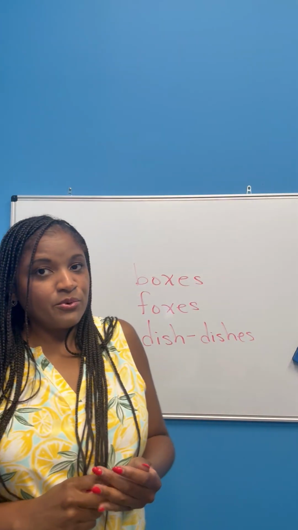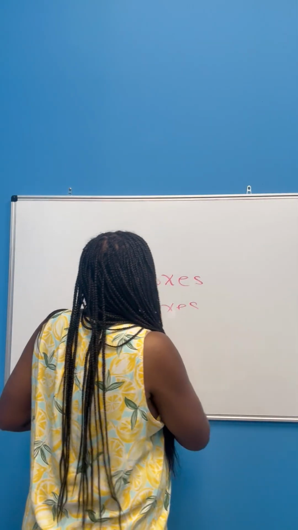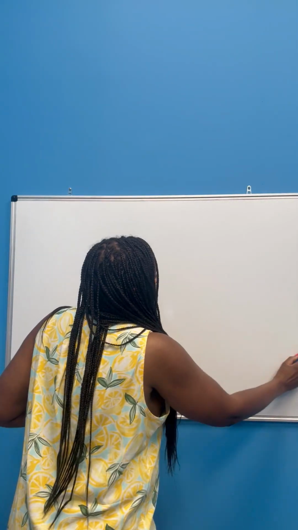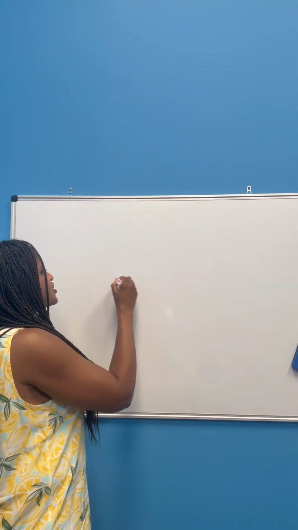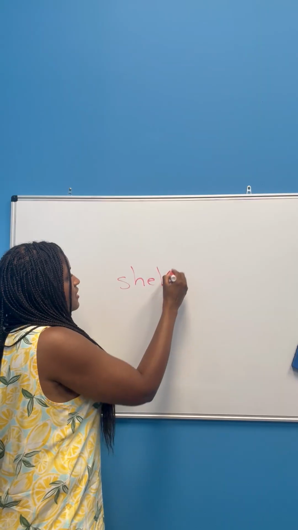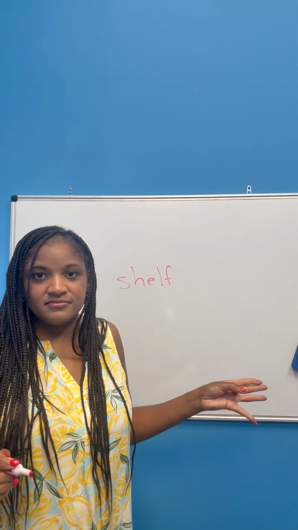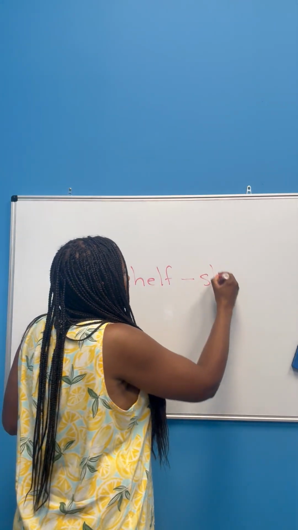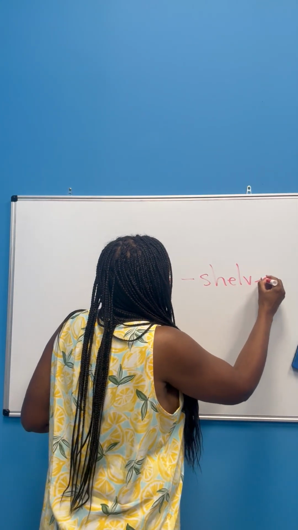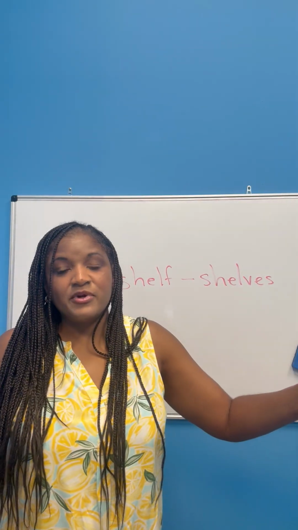And then we get to the trickier ones. So if we have the word shelf, we don't just add an S. We don't even add an ES. It becomes shelves. So we drop the F and we add VES.